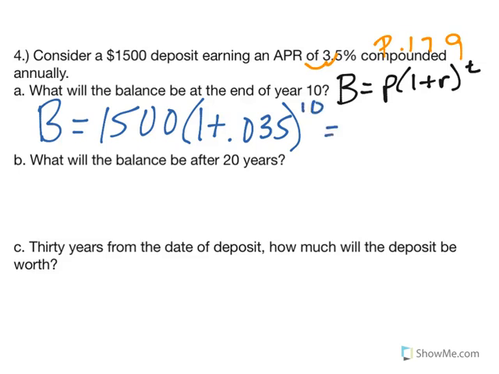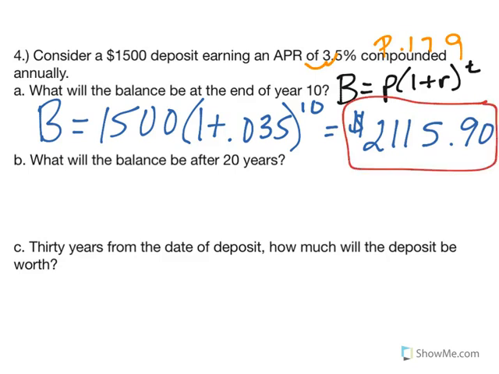So when I plug that into my calculator, doing order of operations, parentheses, exponents, then multiply, I end up with a value of $2,115.90. So after 10 years, I will have an additional little over $600 just by having this money earning 3.5% compounded annually. I now want you to hit pause. Using that same concept, I want you to do B and C.